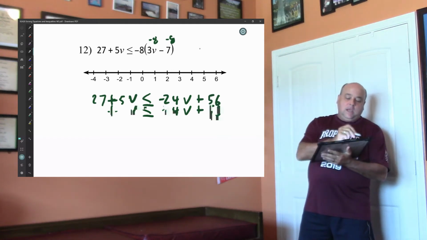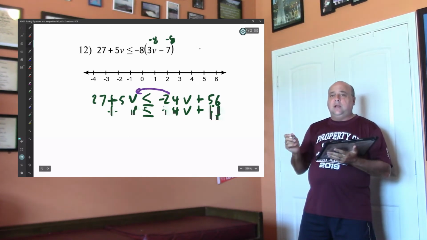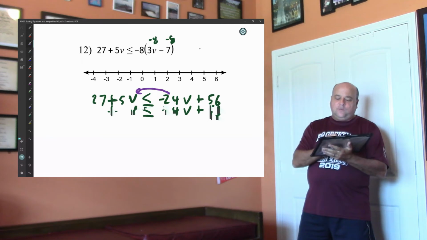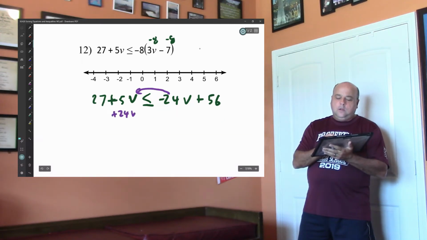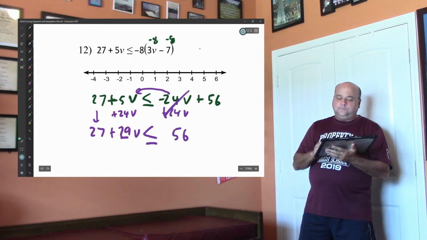Now then, we have been teaching you to move the letter to the left. So let's move this letter to the left. The opposite of -24 is +24. And now we're going to drop the 27. 24 plus 5 is 29. Less than or equal to, the 24 is on the right, will cancel out, and then 56, right?